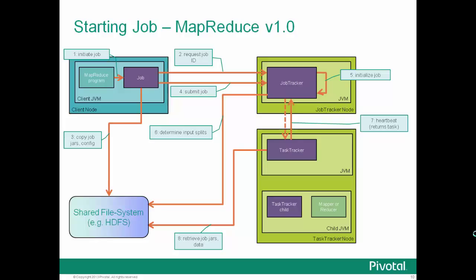The task tracker on the data node will reach out to HDFS and pull back the appropriate class, whether a map class or a reduce class, that it has been instructed to run. It will then launch that task in a child VM and run that MapReduce task until its completion.